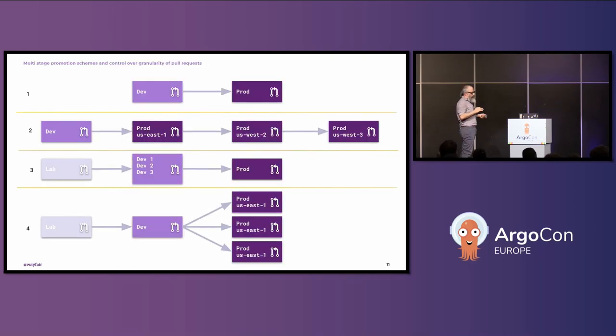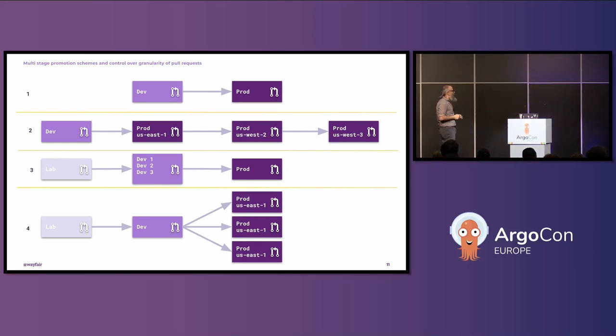It supports multi-stage promotion, and you get control over the granularity of the promotion. So let me go over this. There's the first scenario, the simplest one, from dev to prod. You merge something to dev, it opens a pull request for production. The second example is the multi-stage flow, where you merge something to dev, it opens a pull request to prod. When you merge that, it opens the second pull request. You merge that, it opens the third. It kind of walks you through the flow.